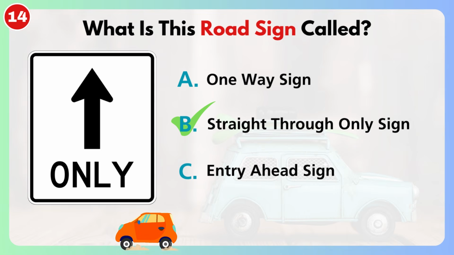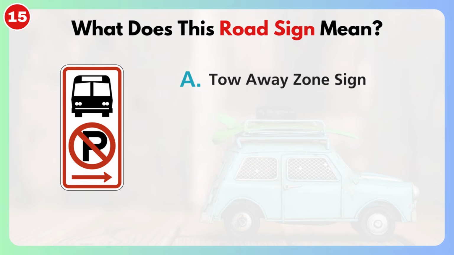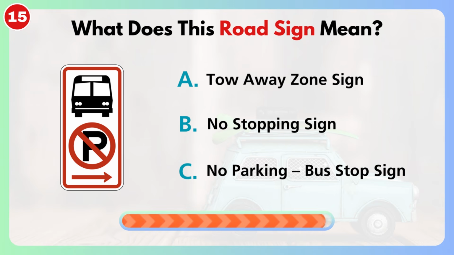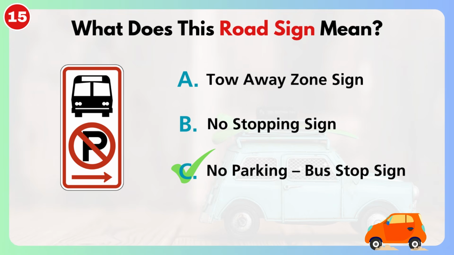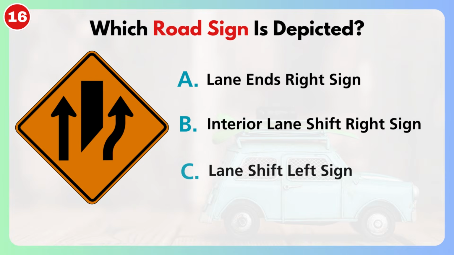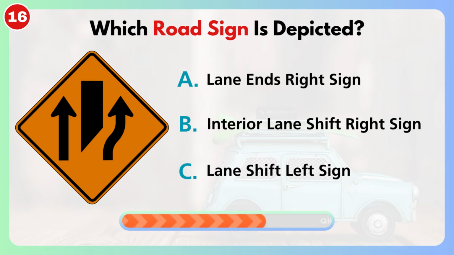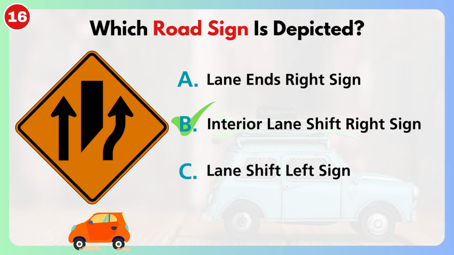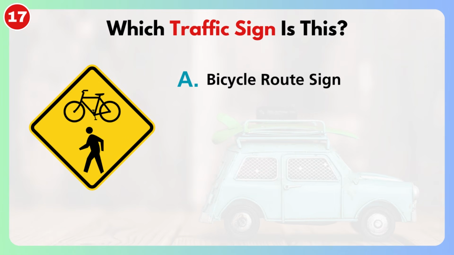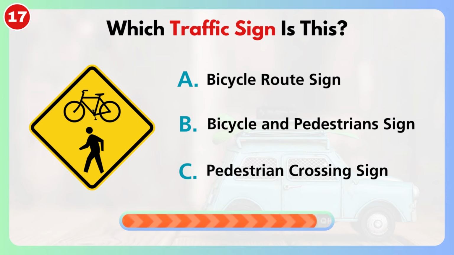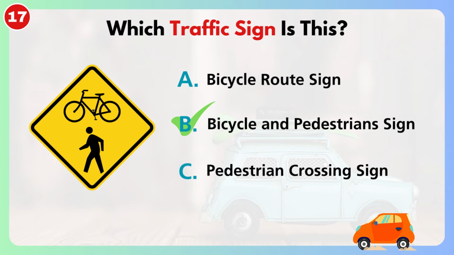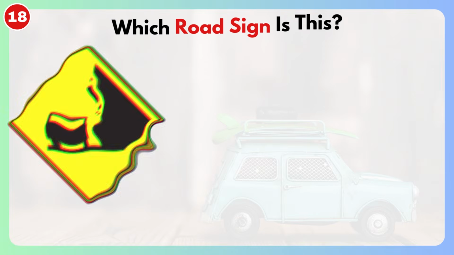What is this road sign called? Straight through only sign. What does this road sign mean? No parking, bus stop sign. Which road sign is depicted? Interior lane shift right sign. Which traffic sign is this? Bicycle and pedestrian sign.